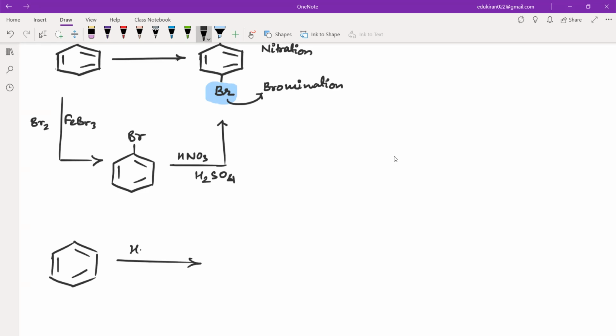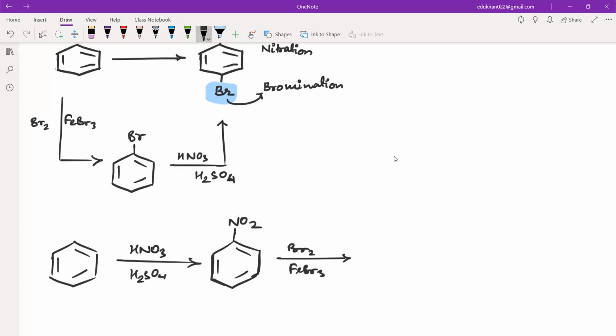So first of all, HNO3, H2SO4, which gives NO2, right? NO2. Then I will do bromination. So Br2, FeBr3. Now tell me, is NO2 plus M or minus M? Is the NO2 group plus M or minus M? Look at this and tell me. Don't say it wrong, take your time, don't say it wrong.